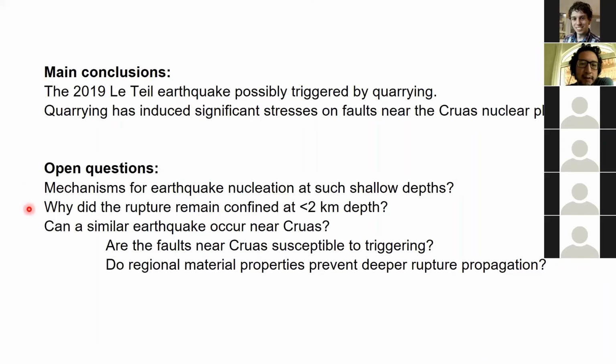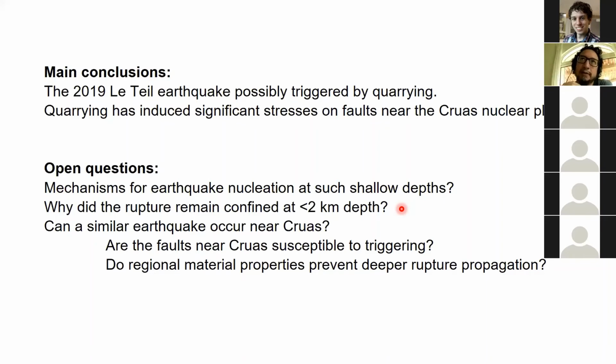Interestingly, in relation to the shallowness of the earthquake, there might be interpretations of why this happened in Le Teil that could be general to the whole region. For example, if there were some material properties that stopped the earthquake from propagating deeper than 2 kilometers, and those same materials are present everywhere else in the region, then maybe we should expect the same.